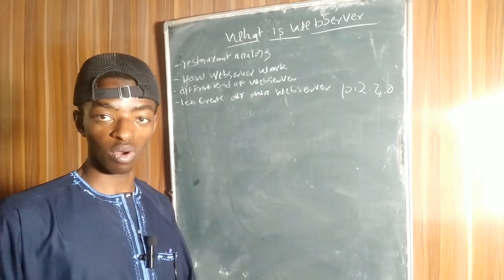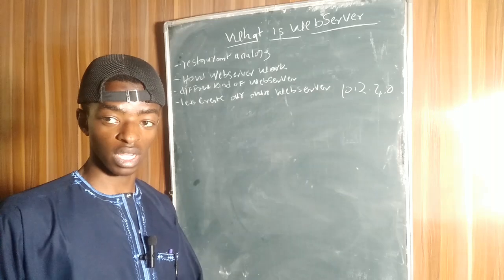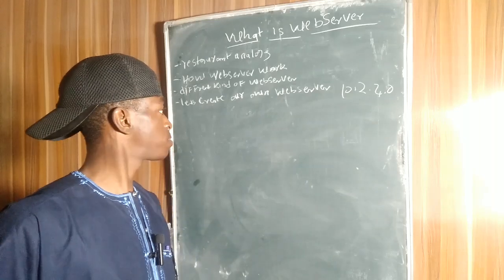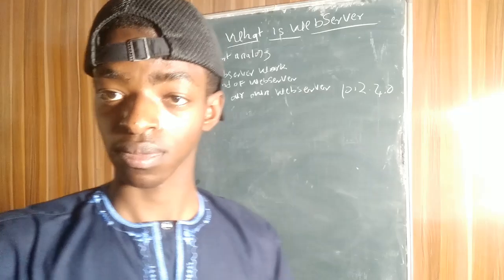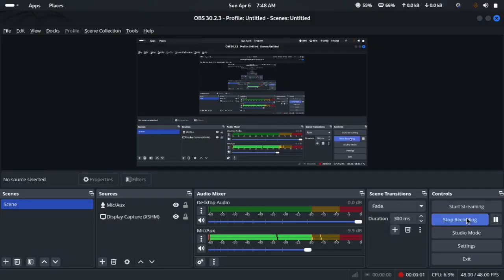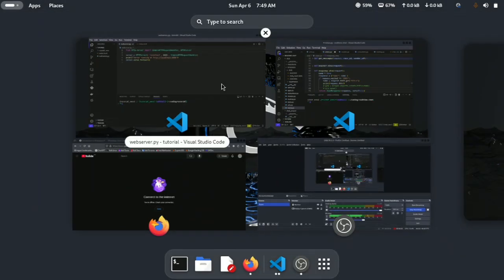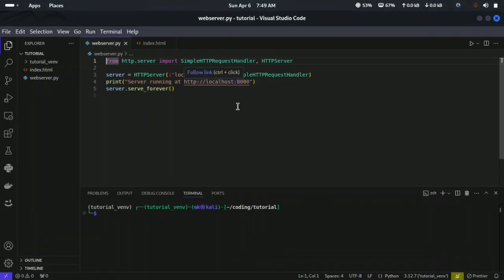Now we're going to go into my computer and create our own web server. Like I said, we're going to build our own web server using a Python program. As you can see, this is the code that I use to build a web server. If I run this code, the web server is going to start running, and I can access the website served by this web server through my browser.